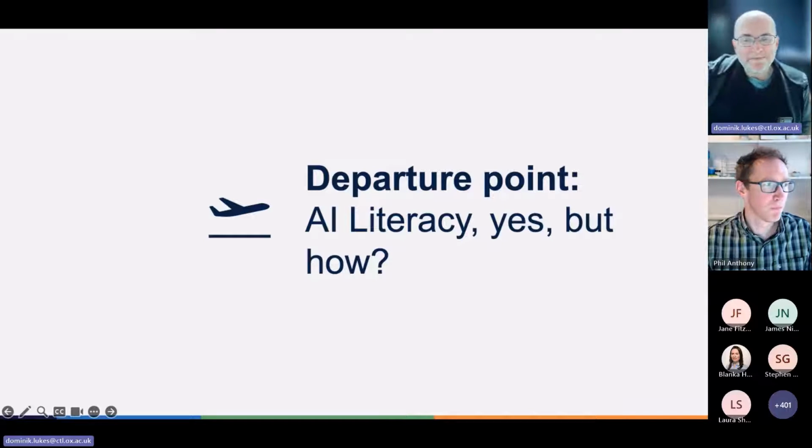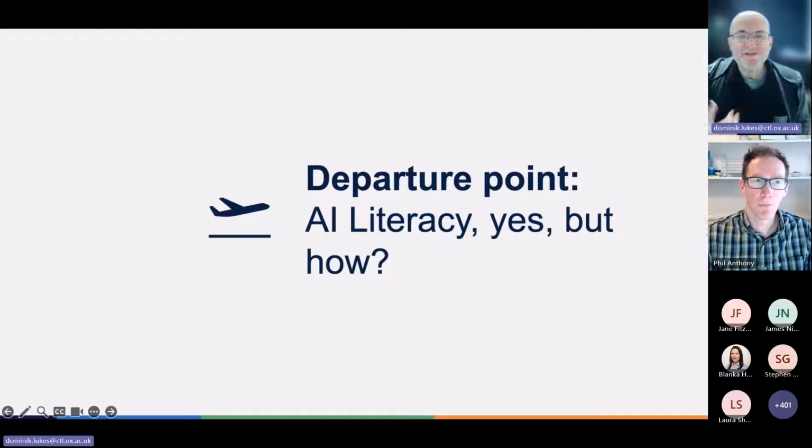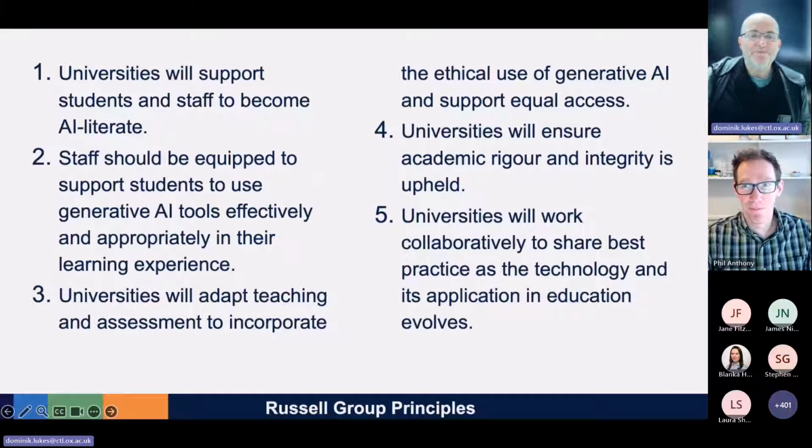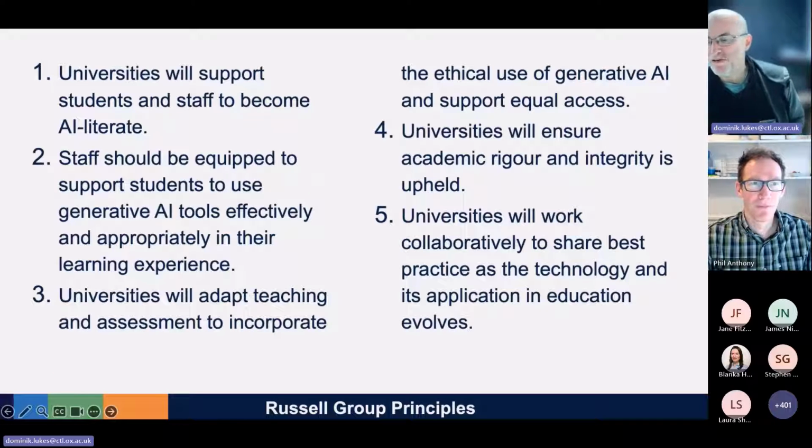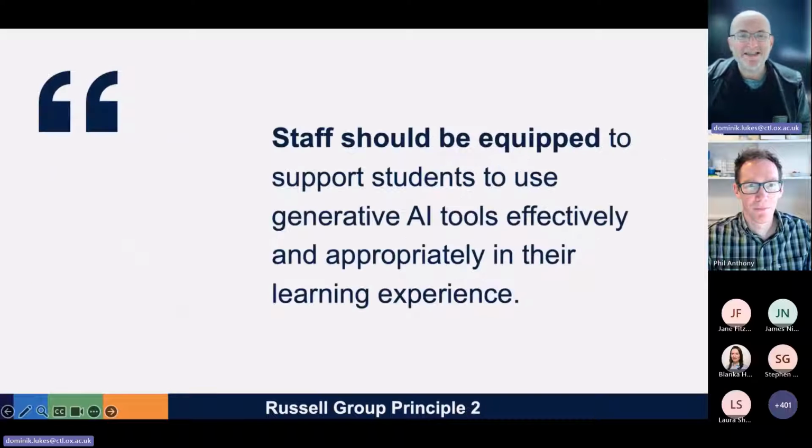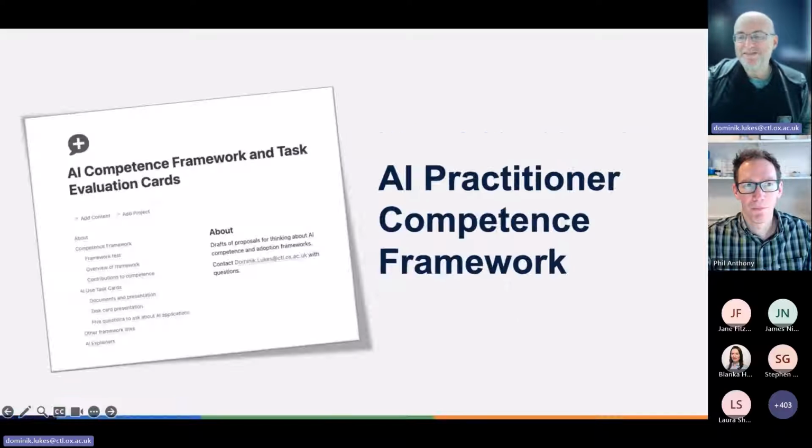This framework is the culmination of the last year of me trying to figure out what we mean when we say AI literacy. So we have those reasonably famous by now Russell Group principles. I'm not going to read through them, but there are 5 of them. And the second one says that staff should be equipped to support students to use generative AI tools effectively and appropriately in their learning experience. But what does that mean, right? What does that equipping of the staff, of all of us, look like?